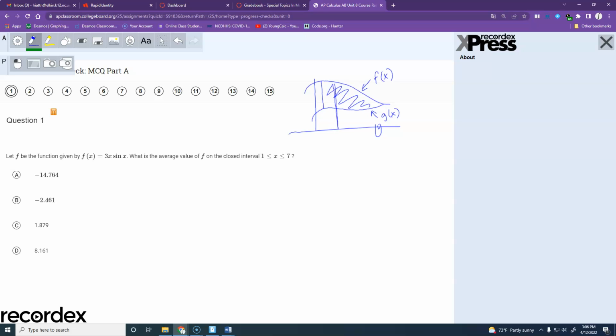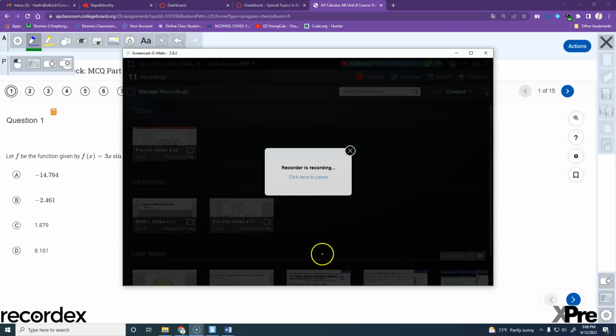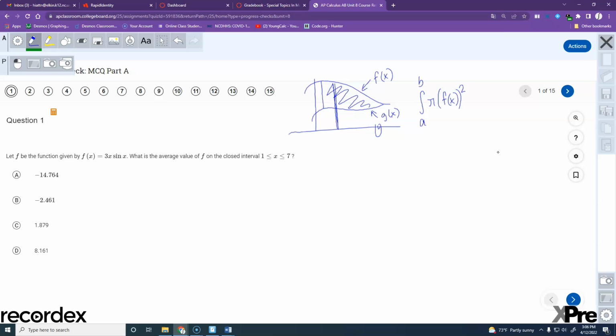So on the outside, you would be integrating from whatever a to b, whatever limits you have on the x-axis, and you would have pi times f of x squared. I hope that didn't just make my recorder go away. Okay, we're still recording, I think. So I'd have the integral from a to b of pi times f of x squared, and then I would need to subtract the area of the empty space in the middle, so I would integrate from a to b pi times g of x squared. So it's always pi r squared.